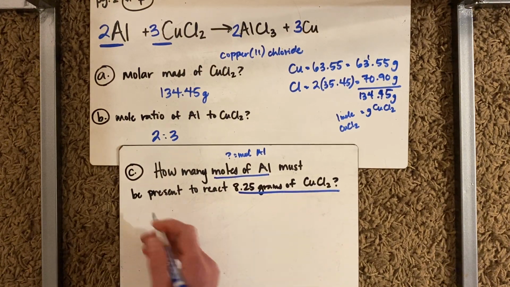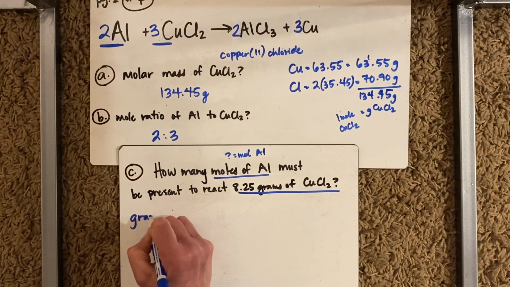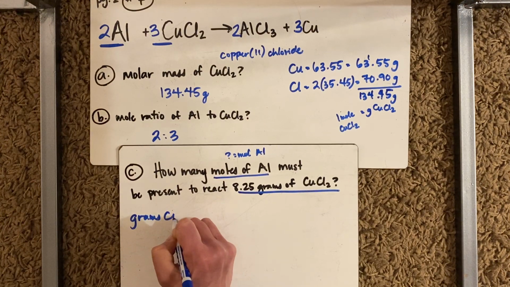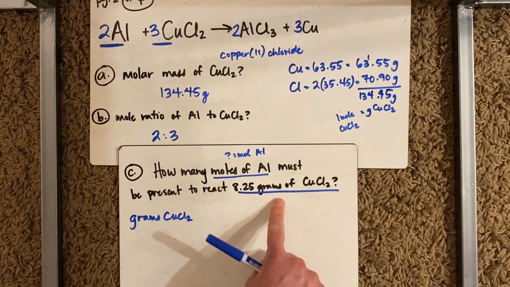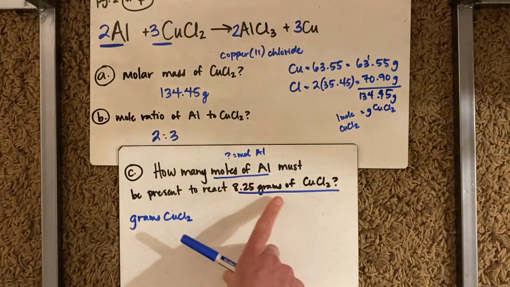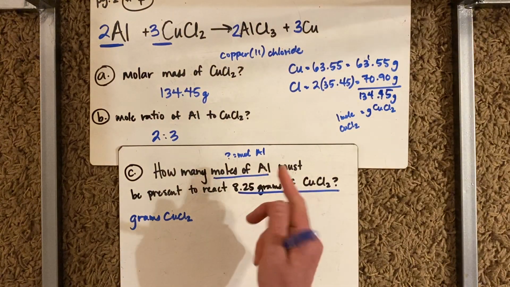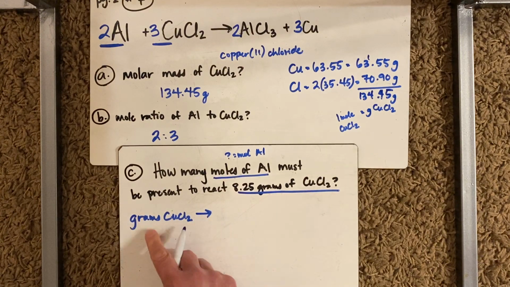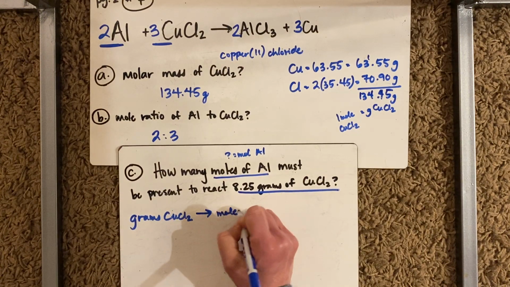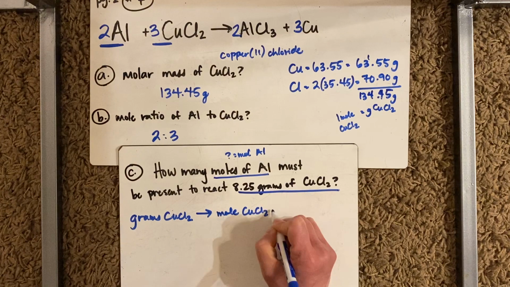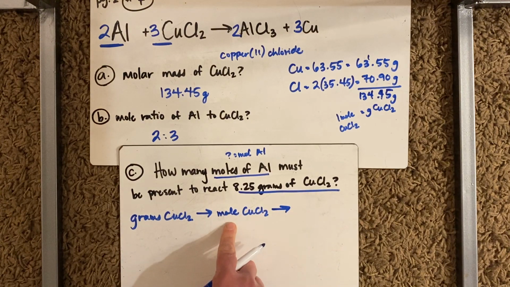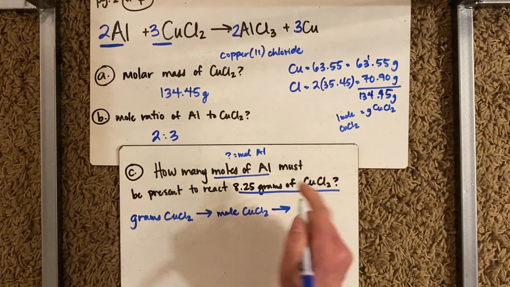So we're starting with grams. So I'm going to put down here grams of copper 2 chloride. Now we can't just automatically go to moles because we have to be in the same unit. So now what we're going to do is we're going to go from grams of copper 2 chloride to moles of copper 2 chloride. And now, because we're in a mole, we can do a mole ratio and go to moles of aluminum.